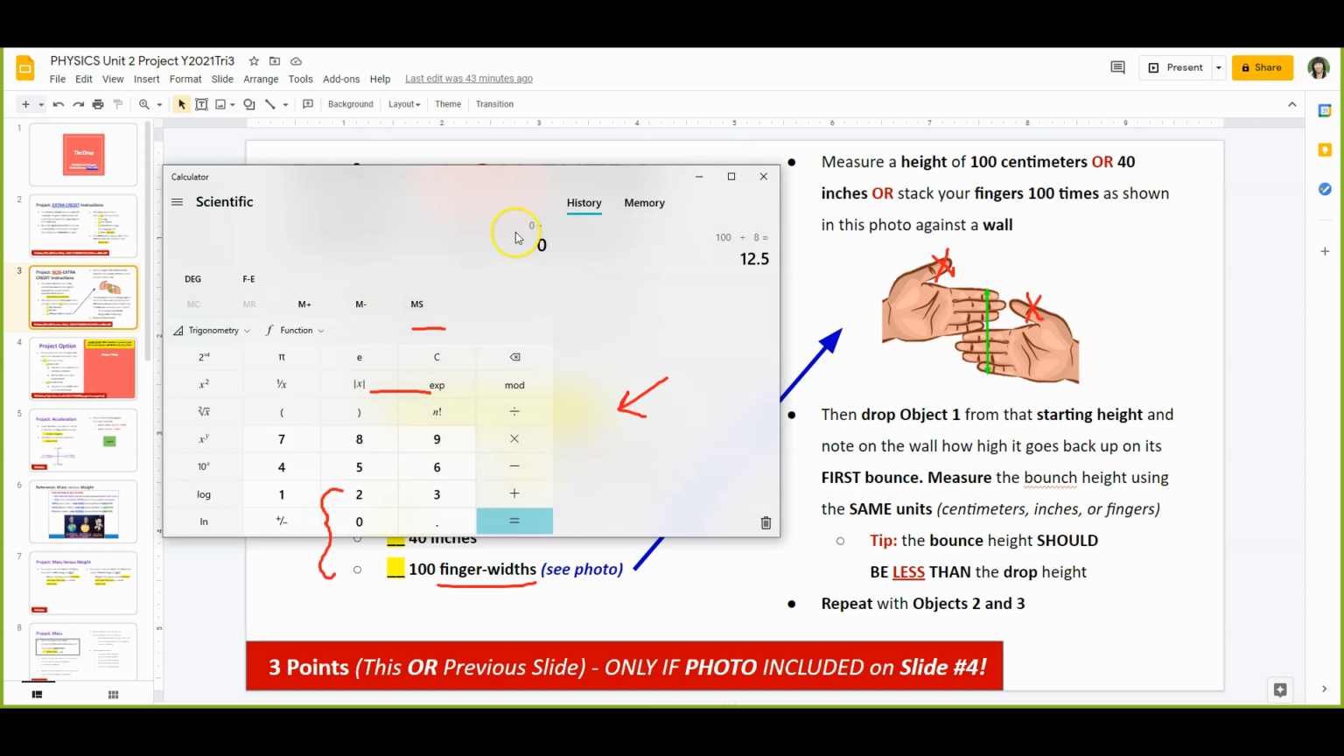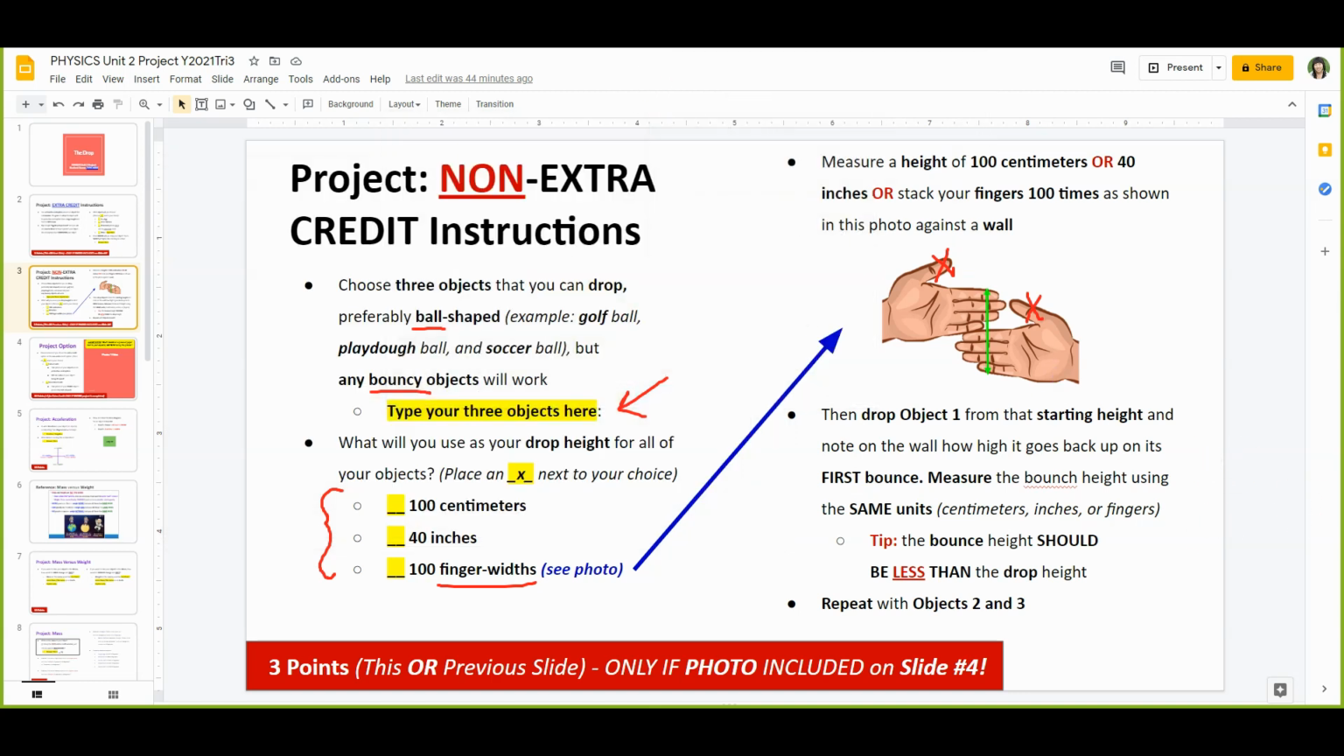100 divided by 4. So that would be 25 hands, right? You would do 1 hand, 2 hands, 3 hands, 4 hands, until you get to a total of 25 hands. 25 hands in total is the same as 100 fingers, not including thumbs. Do not include thumbs.